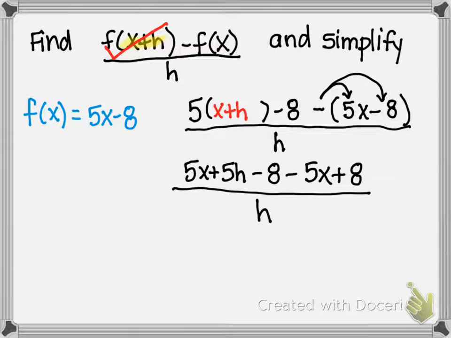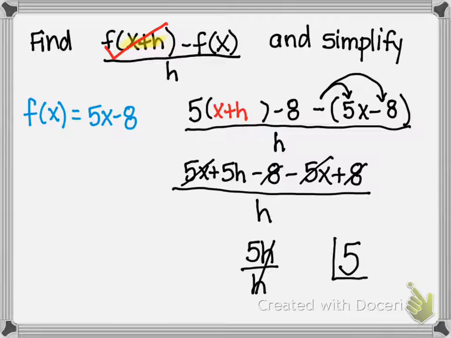Alright, so let's see what we've got here. We have 5x minus 5x, so those are going to go away. We have negative 8 and 8, so we're left with 5h over h. Okay, so if we divide those h's, that's going to give me 5. So you'll learn later on when you start talking about the slope of your lines, that connection that you're getting. But for right now, you're just learning the process. Okay?